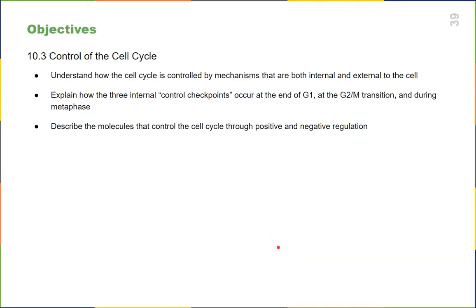Okay, 10.3, we'll talk about the control of the cell cycle. So hopefully you'll be able to understand how the cell is controlled both internally and externally. Hopefully you can explain how the 3 control checkpoints occur. So we'll talk about that checkpoint. I know I talked about the M checkpoint already. And then we'll describe molecules that control the cell cycle.